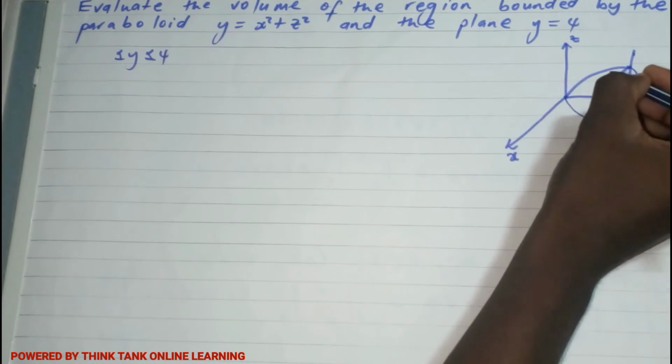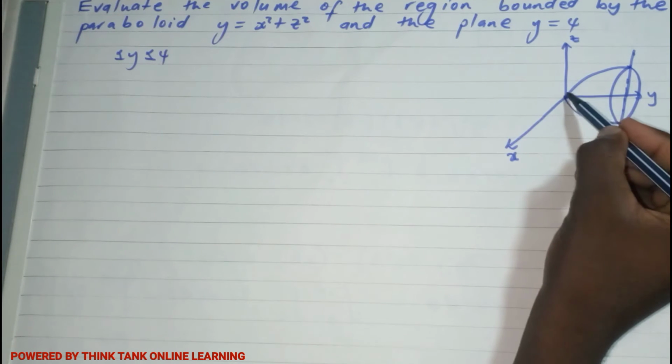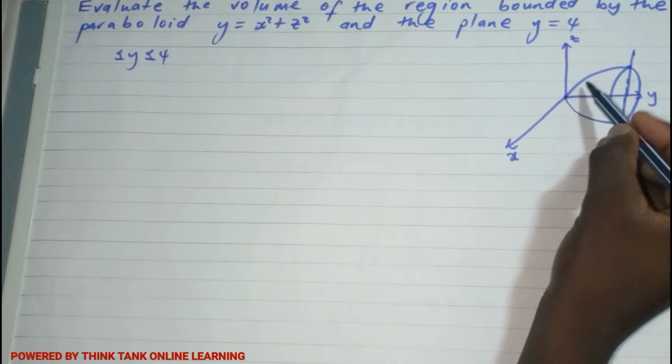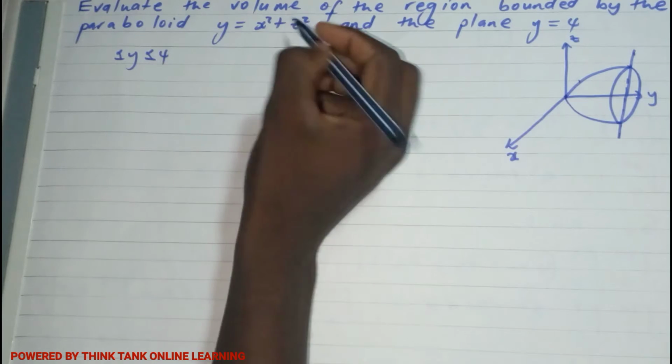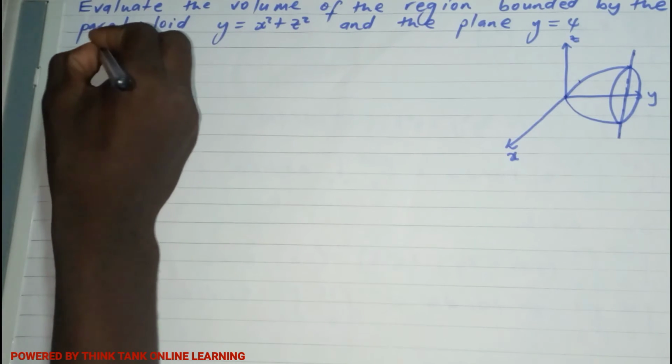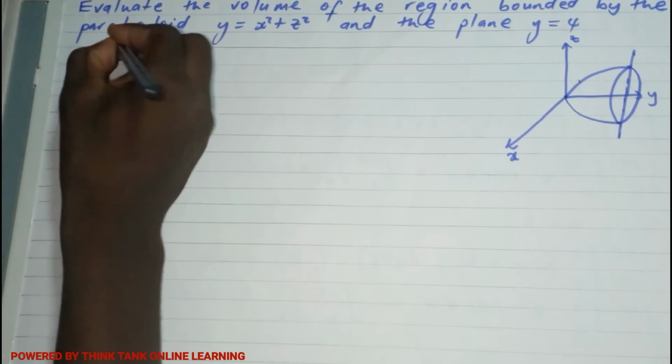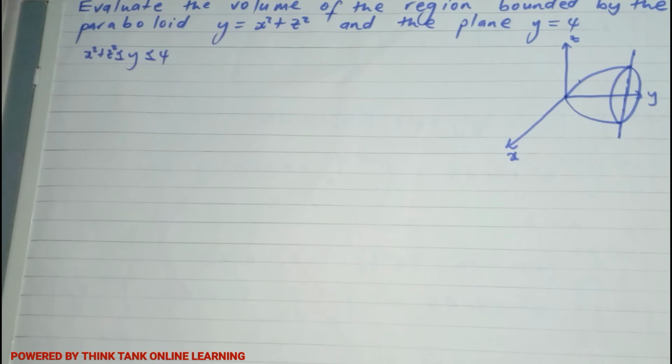Then the lower bound, let's see, if we say y equals 0 here, that is the lower bound. What about here? We don't know. We're going to use the equation x squared plus z squared. But let's say you don't know how to draw. What are you going to do in an examination?